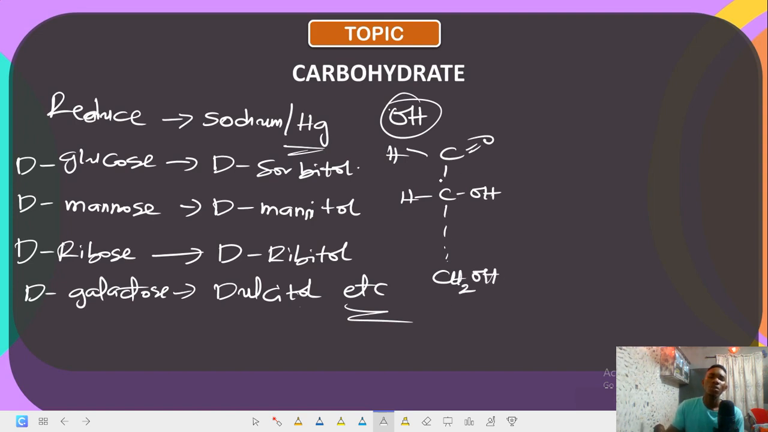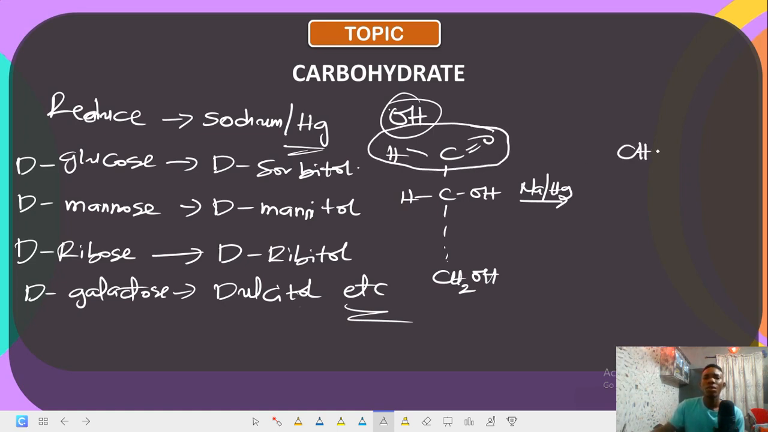I believe by now everybody should know how to draw glucose. Don't go and do like this in the exam. Draw the entire structure. Because of time, that's why I'm drawing this. Now, if it is reduced, let's say with sodium amalgam, what will it form? It will now form, instead of having this C, this aldehyde group here will be reduced.